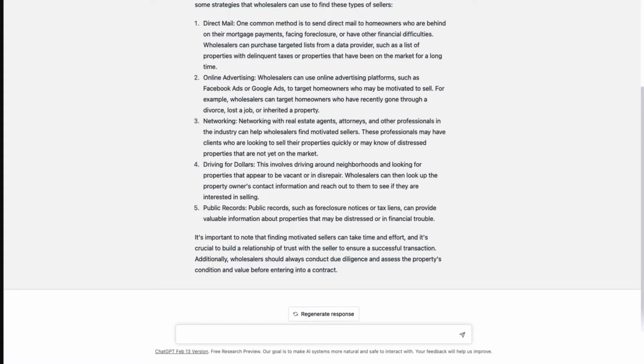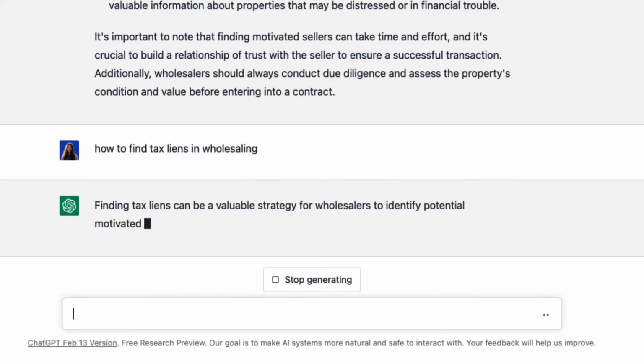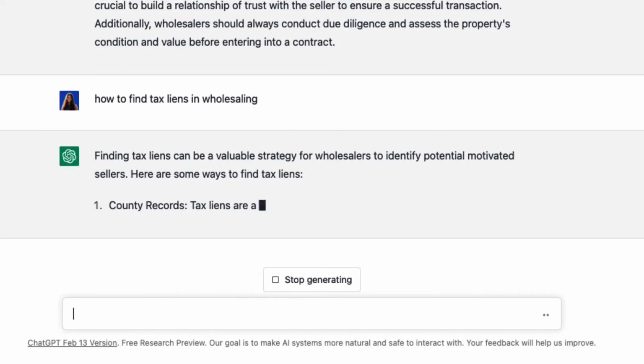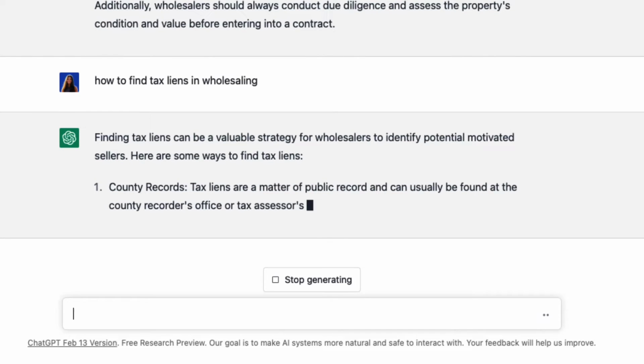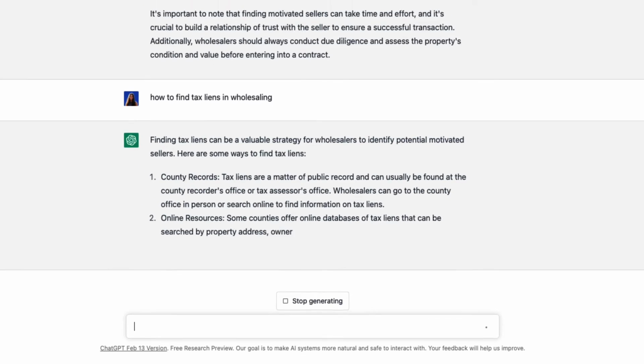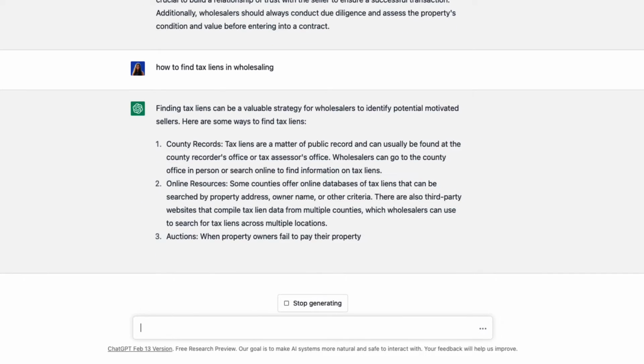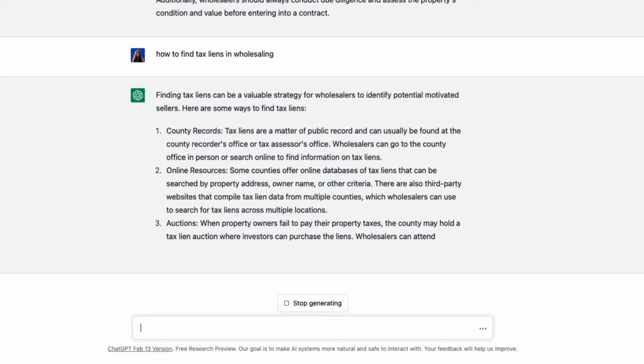We want to find those properties that are behind in their taxes. So our next question to ChatGPT will be how to find tax liens in wholesaling. There are several different strategies we can take to find tax liens. First, county records. We can go in person to the county recorder's office to look at tax liens. And we could even usually search online for the database.